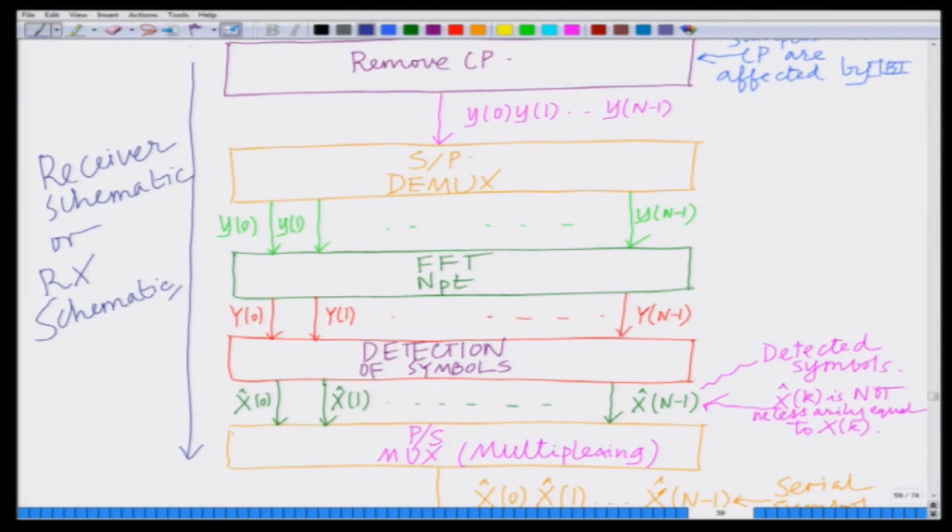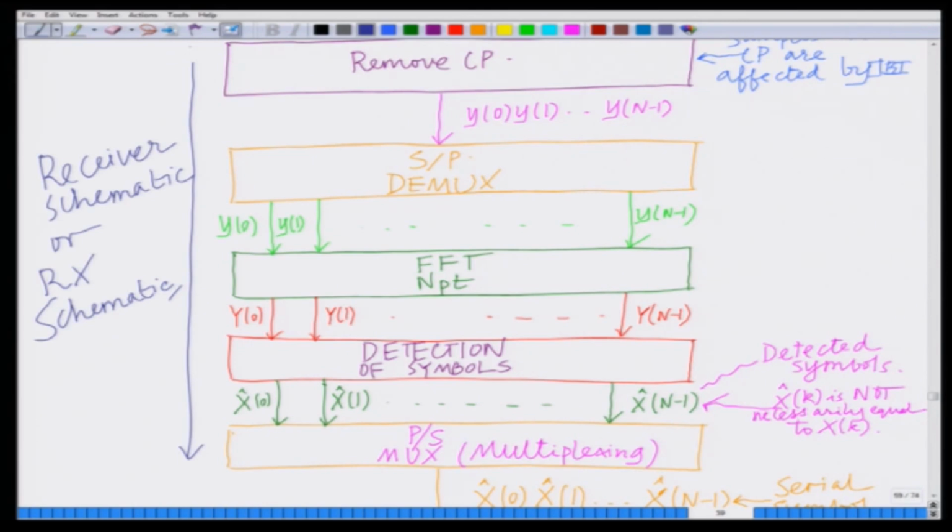The receiver schematic. So, what we are seeing in this receiver is that initially we start with the removal of the cyclic prefix, followed by the serial to parallel demultiplexing operation, followed by the N-point FFT, followed by the detection of the symbols on each subcarrier, followed by the parallel to serial multiplexing to generate the serial symbol stream X hat 0, X hat 1, X hat n minus 1. This is the schematic of the OFDM receiver.